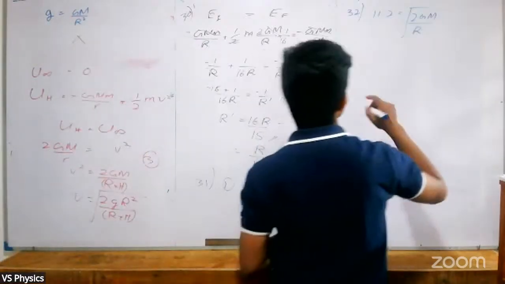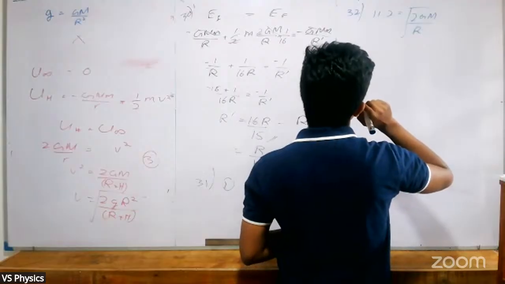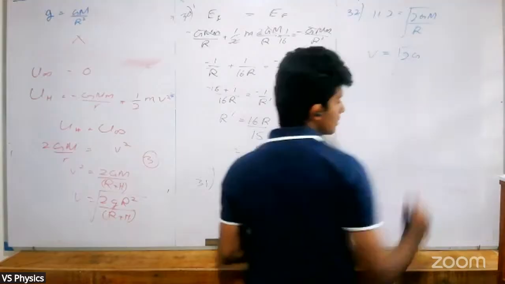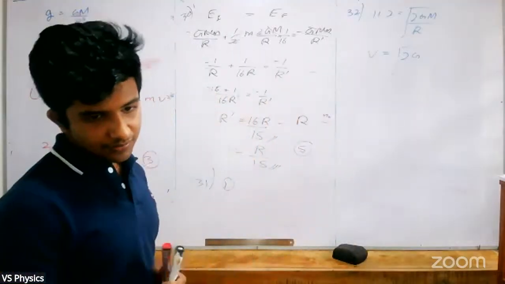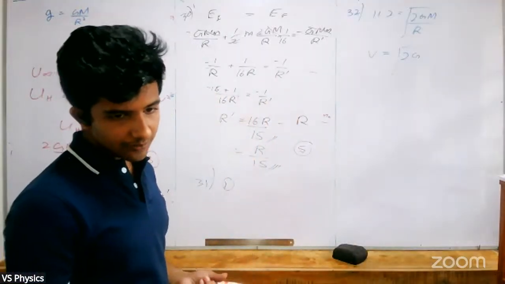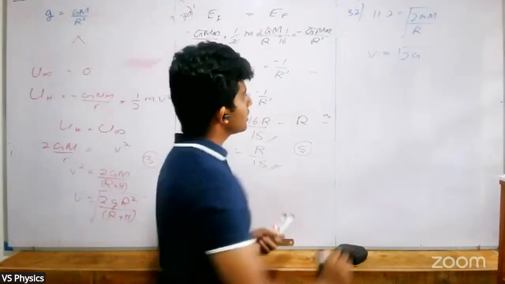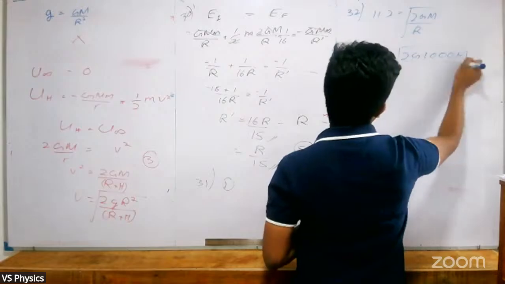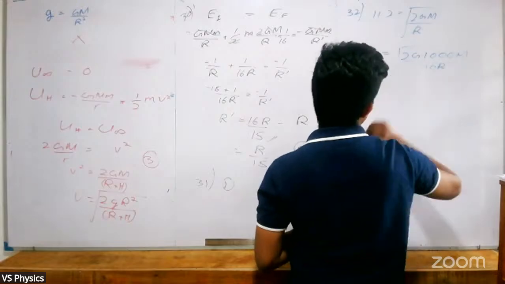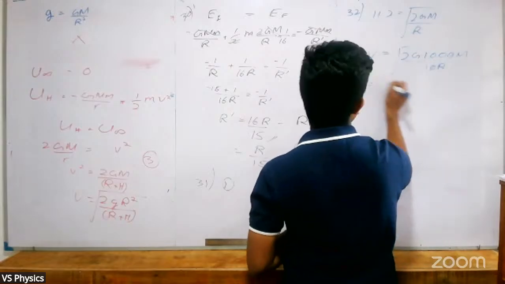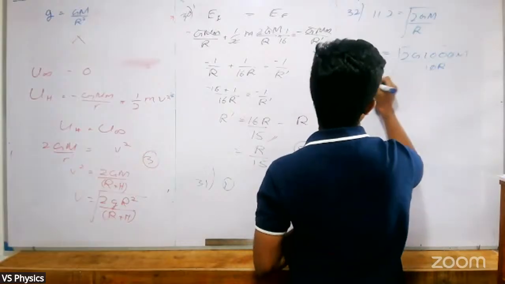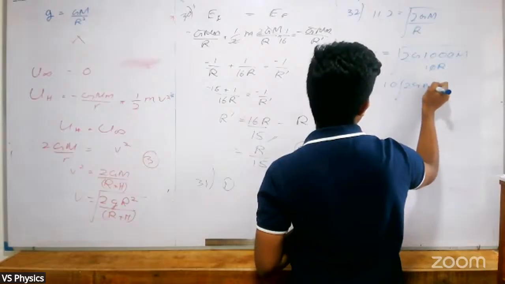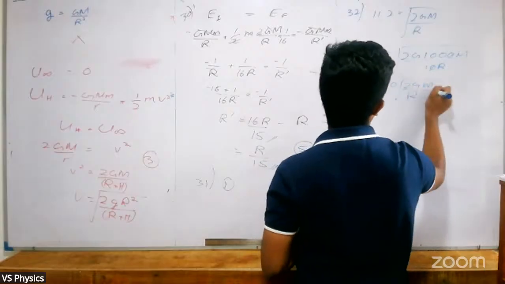Now we have 2G times 1000 m, whose mass is 1000 m, divided by 10r. Take the zeros off and we get 100, and the root of 100 is 10. So it is 10 times root of 2GM over r.